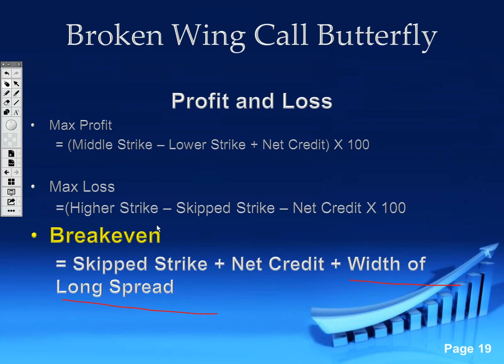Perfect. All right, so that's why we're looking at the skip. We look at that skip strike plus the credit is our break even, plus the width of that long one. That's that long one I was talking about, because the $5 pays it off to that skip strike there.